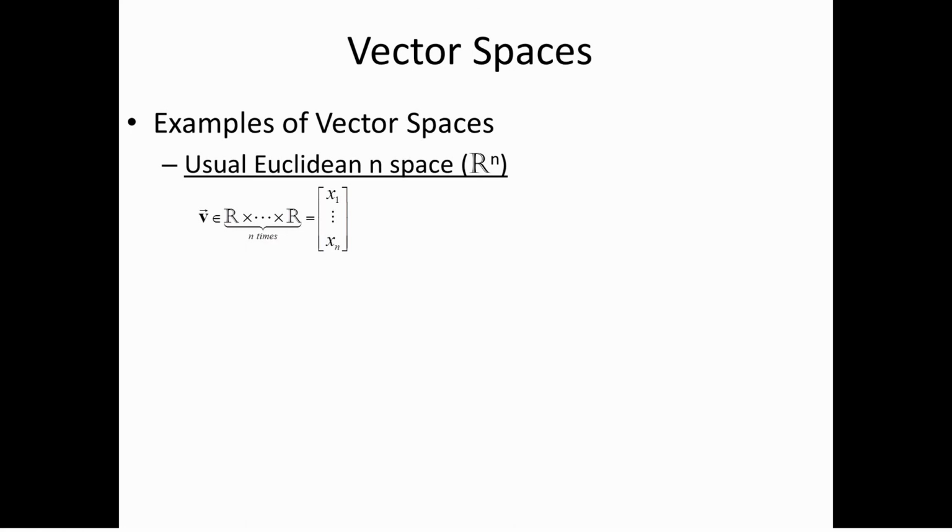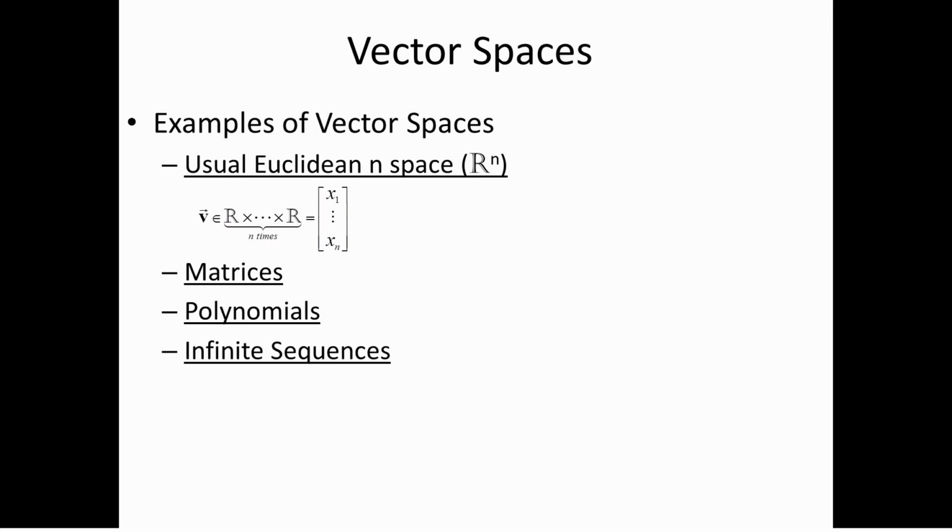But there are a lot of other vector spaces. For example, matrices form a vector space, if you think about it. And that's not surprising, right? Because a vector is just a special type of matrix. But they form their own vector spaces. Polynomials form a vector space. Infinite sequences. Okay, we can think of vectors as being finite sequences, but infinite sequences also form a vector space.